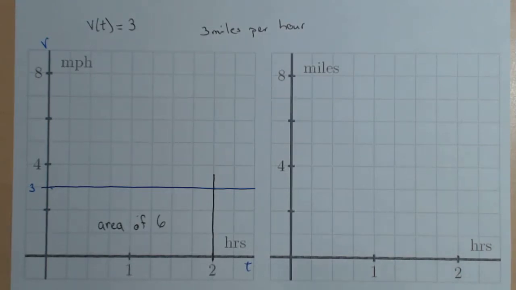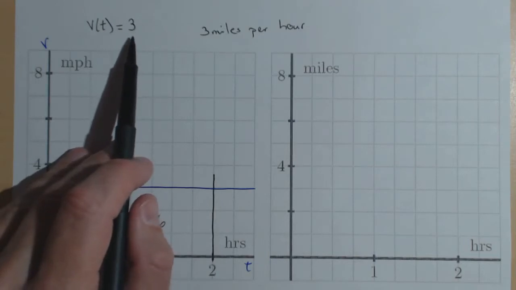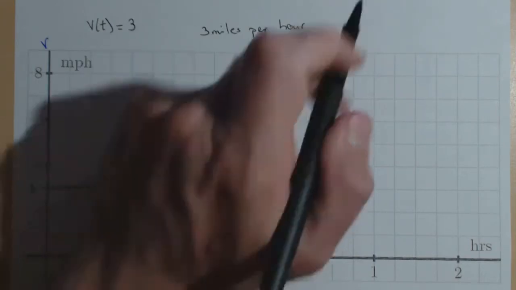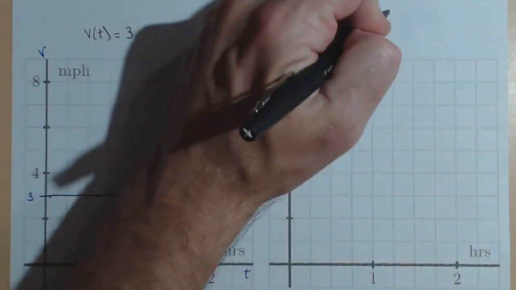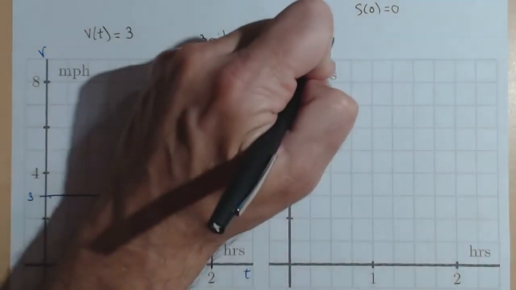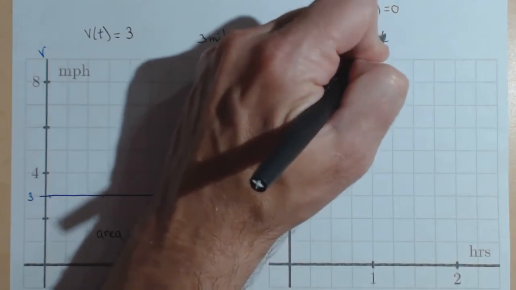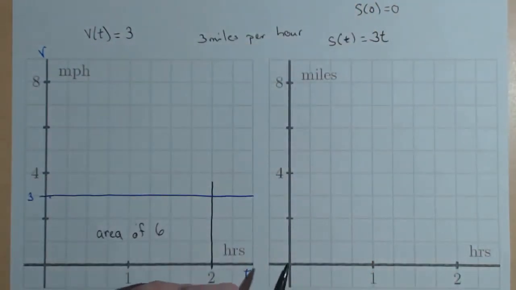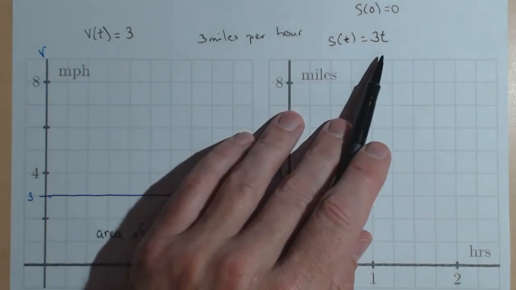Now, if we wanted to come up with an algebraic formula that gave the position of this person as a function of time, well, we know they're going at constant velocity of 3 miles per hour, and let's go ahead and assume that s of 0 equals 0. In other words, they're starting at a distance of 0. Then our position function, s of t, is just a linear function. It has a slope of 3 times t plus a y-intercept of 0. So our position function is going to be just 3t.